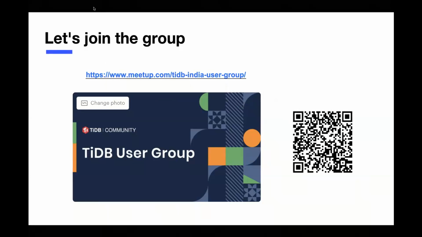We do not have plans to host TiDB Cloud on any other cloud provider, like, for example, Huawei Cloud or Alibaba. That's not our plan. Our plan for now is to be on these three cloud vendors: AWS, GCP, and Azure.